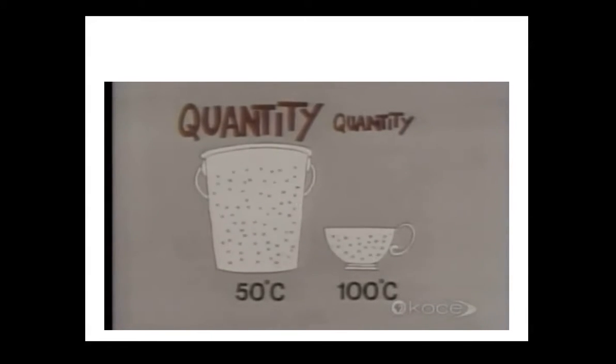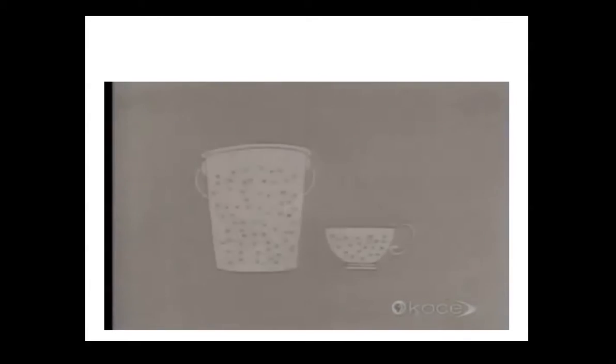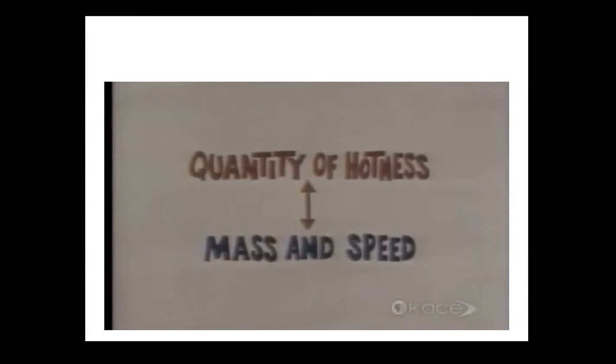We know that it's the speed of the molecules that determines the degree of hotness of something. In fact, degree of hotness only depends on speed. It has nothing to do with how many molecules there are. Although the molecules in the bucket aren't going as fast as in the cup, there are more of them, so they more than make up in mass what they lack in speed. And it's mass, combined with speed, that determines quantity of hotness.